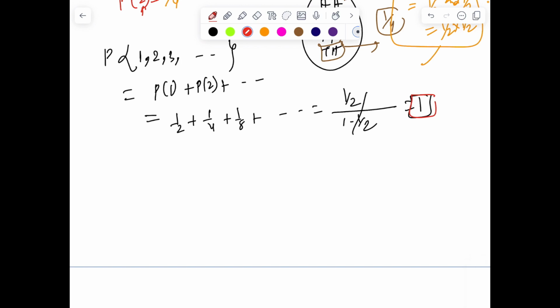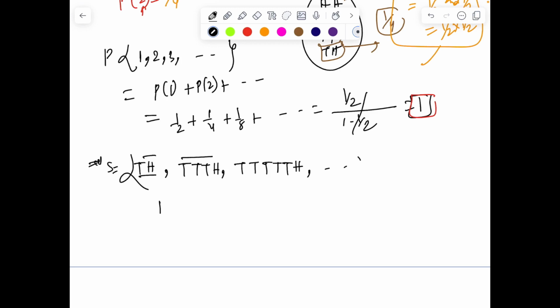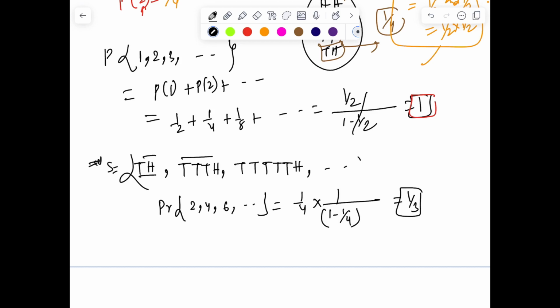Similarly, probability of number of coin tosses being even. Okay. So suppose in how many even tosses you will get head. For an even toss, first tail and head should come. So now we will have a new sample space. Now tail head will come because now we have 4 toss, 2 toss, tail head. So we have 6 toss and so on and so forth. So its probability of getting head in 2 or 4 or 6 and so on is basically 1/4 times 1/(1 minus 1/4). Again it is a GP series, so it's 1/3, which was again expected.